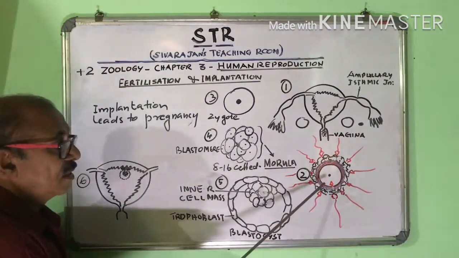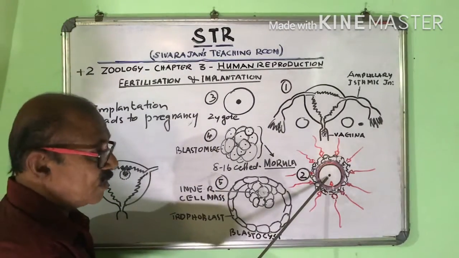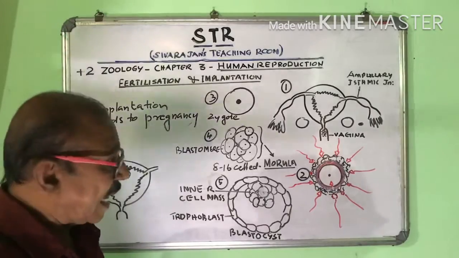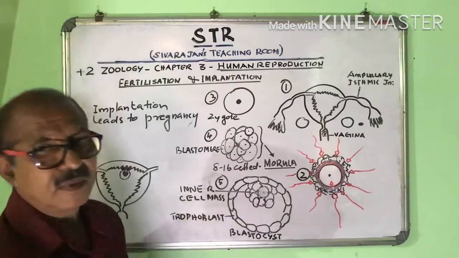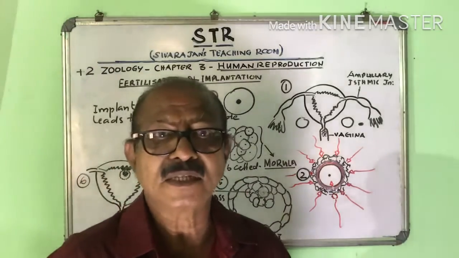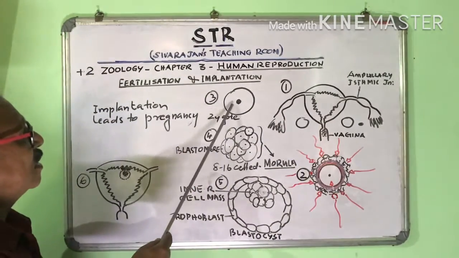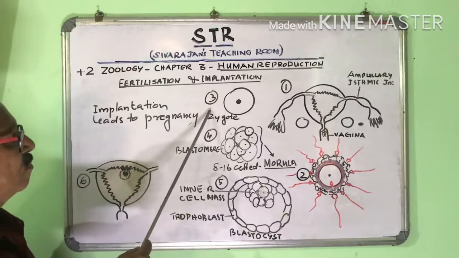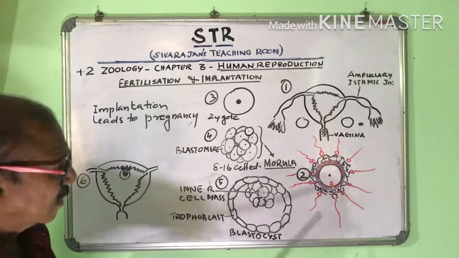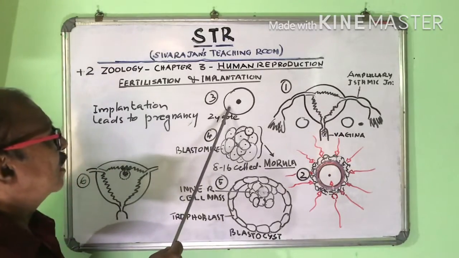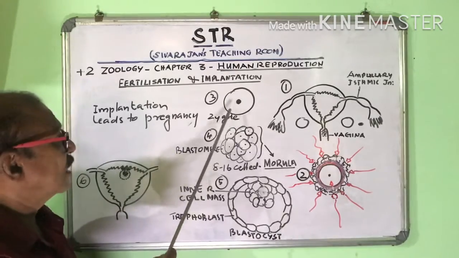Now what happens? The haploid nucleus of the ootid unites with the haploid nucleus of the sperm, that is, fusion takes place, that is, fertilization takes place. As a result of fertilization, a single cell is produced, the third figure here. It is called the zygote.